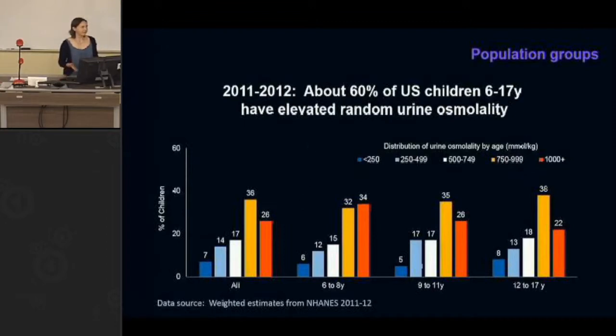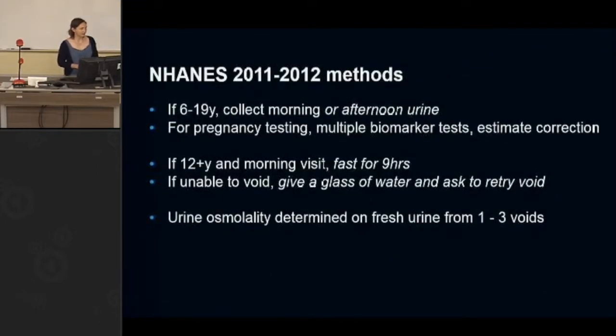And then this is a very important data set, one of the main data sets used for our dietary recommendations. So I'm going to show you the methods they used to get the urine osmolality. They collected urine from children 6 to 19 in the afternoon, whatever was convenient. And they were collecting the urine to do pregnancy testing and many biomarker tests. And in this particular year, they were going to use the urine osmolality to correct and adjust for concentration for the observation. If the children were 12 or older and they had a morning visit, they were told to fast for 9 hours. And if they were unable to void, they were given a glass of water and asked to retry and void up to 3 times before the clinic measurement finished.